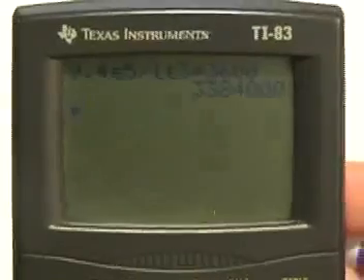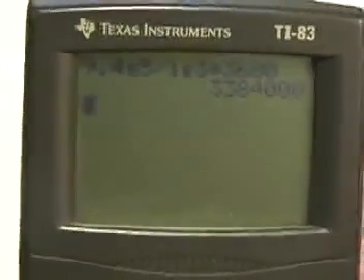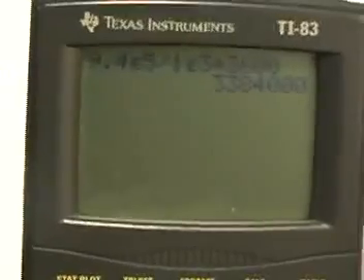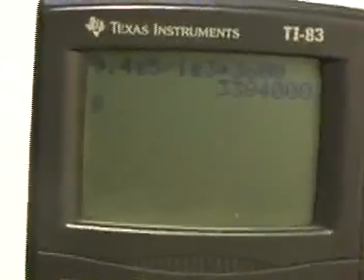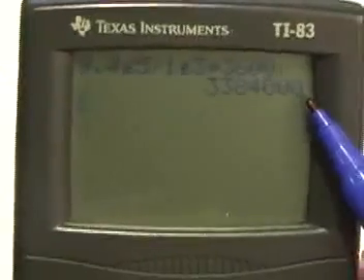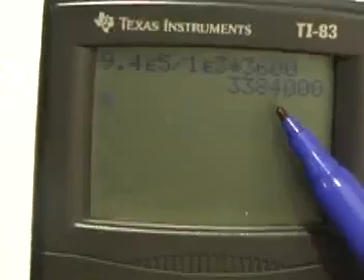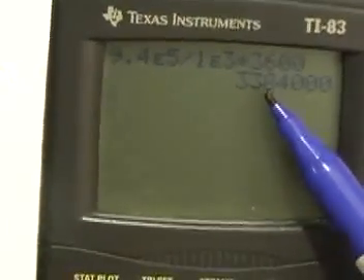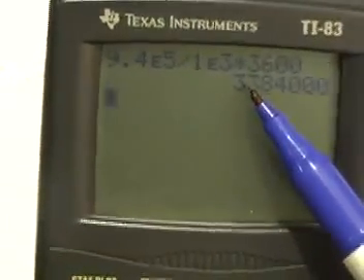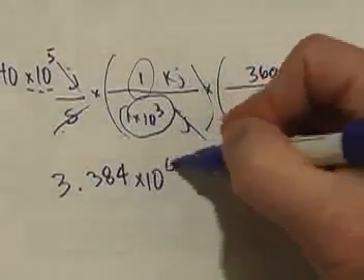Now hit enter, and it looks like my answer, if written in scientific notation, would be 3.384 times 10, and then take the decimal point from here and see how many places you move it over. 1, 2, 3, 4, 5, 6 places, which means it would be times 10 to the 6th power.